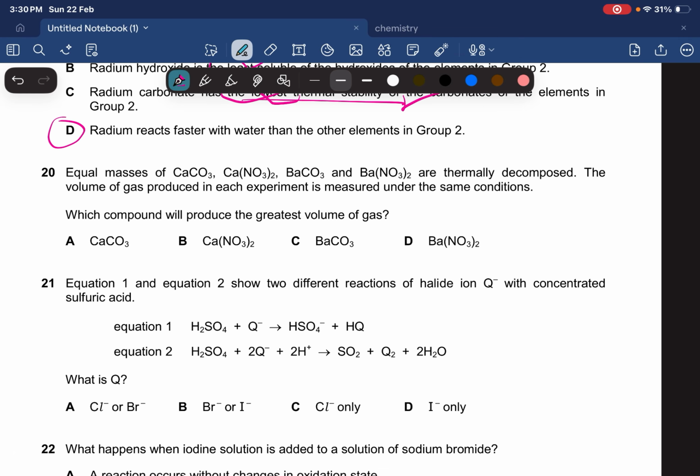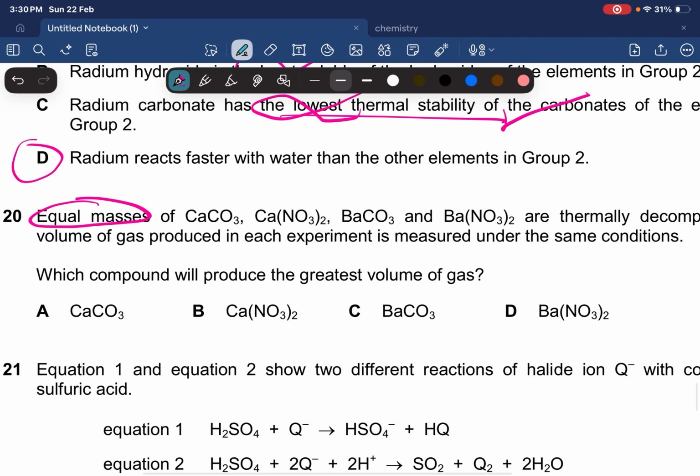Equal masses of calcium carbonate, calcium nitrate, barium carbonate, barium nitrate are thermally decomposed. The volume of gases, we have equal masses. Equal masses means that the most amount of moles are going to be in calcium carbonate or calcium nitrate because moles and Mr are inversely proportional. Barium has greater Mr, so it's going to have less moles. So if you're dealing with the moles, these are going to have the greatest moles.